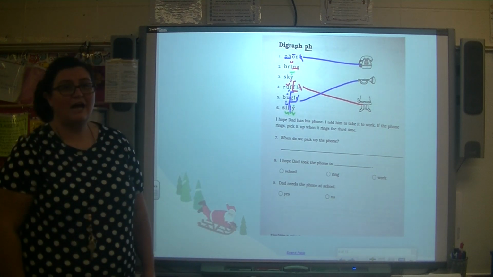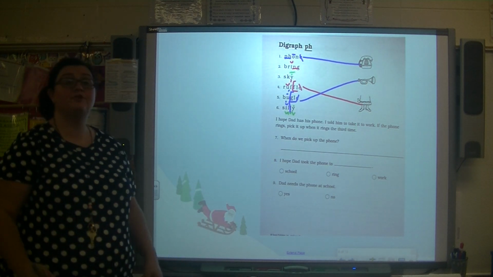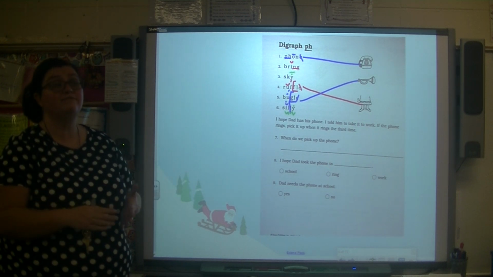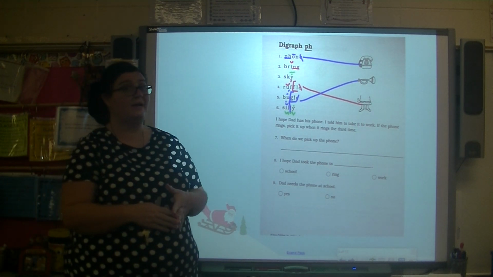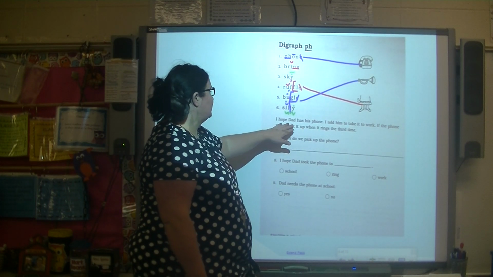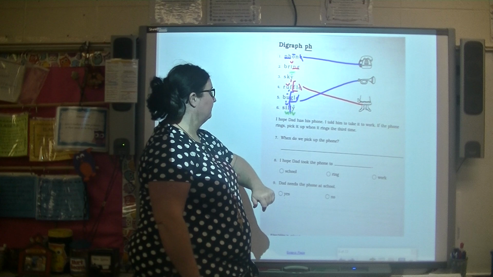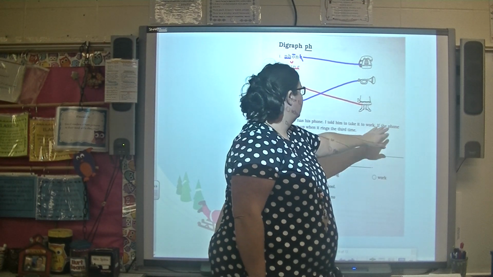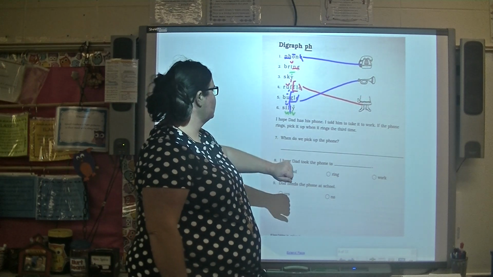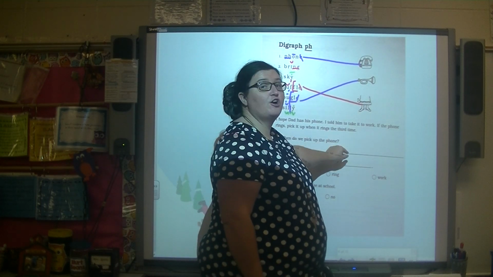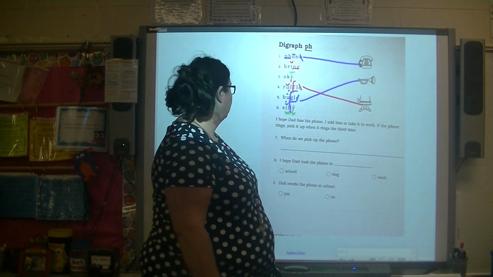Okay, time for our passage. Remember, if you're having trouble sounding out these words, code them first. Then sound them out, and then go back and reread. I hope Dad has his phone. I told him to take it to work. If the phone rings, pick it up when it rings the 3rd time.